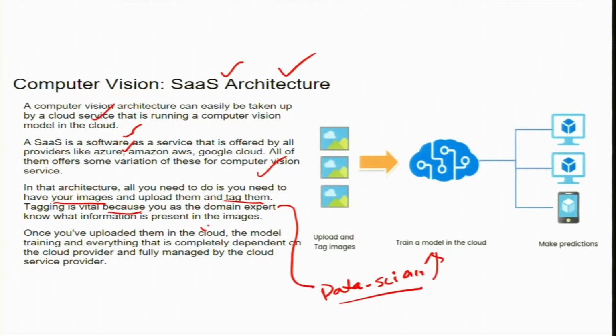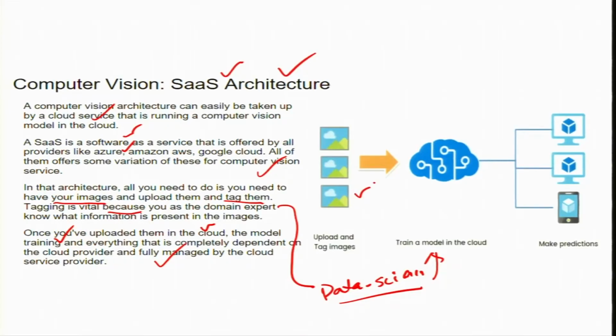So, once you upload your tagged image or a labeled image, that is your data set for supervised learning, then it will be applied with some machine learning model which we have covered so far, and everything that is completely dependent upon the cloud provider, fully managed by that particular cloud. So, that is what is shown over here.